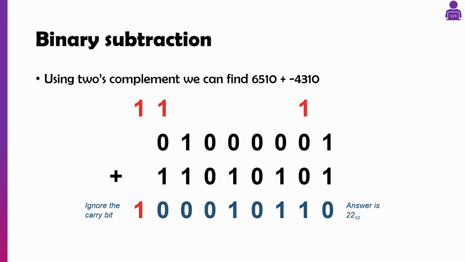Now you see we've ignored the carry bit there. That's because the number's still going to be positive. We just ignore overflows in this specification. We don't even have to worry about it. You won't even get asked about it. We just ignore the carry bit. So our answer is 00010110.